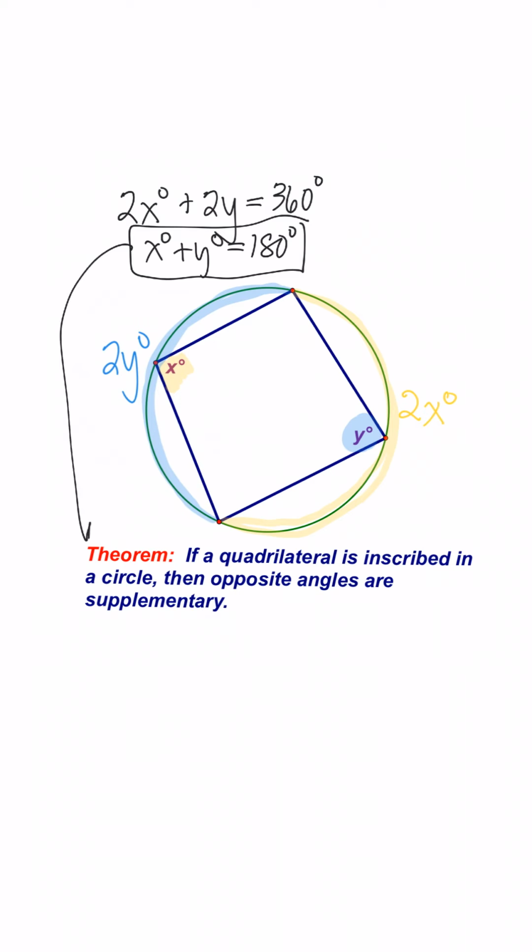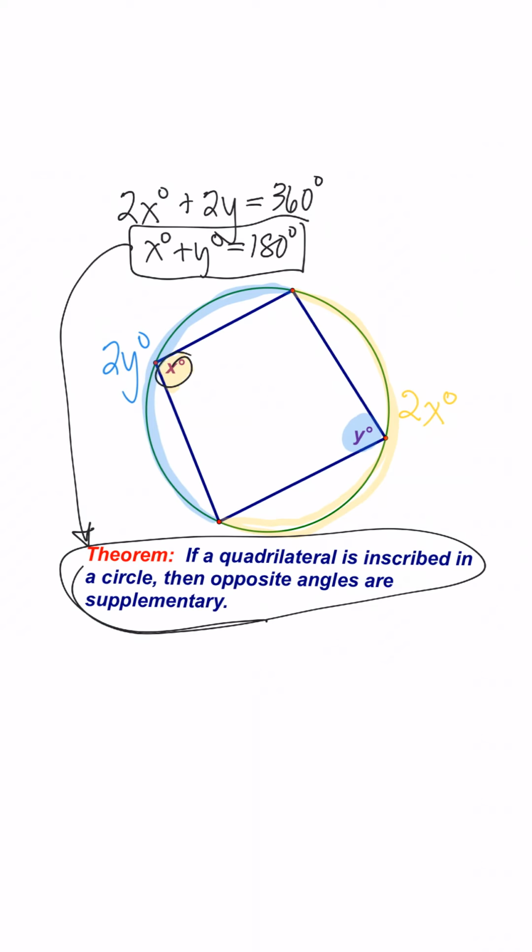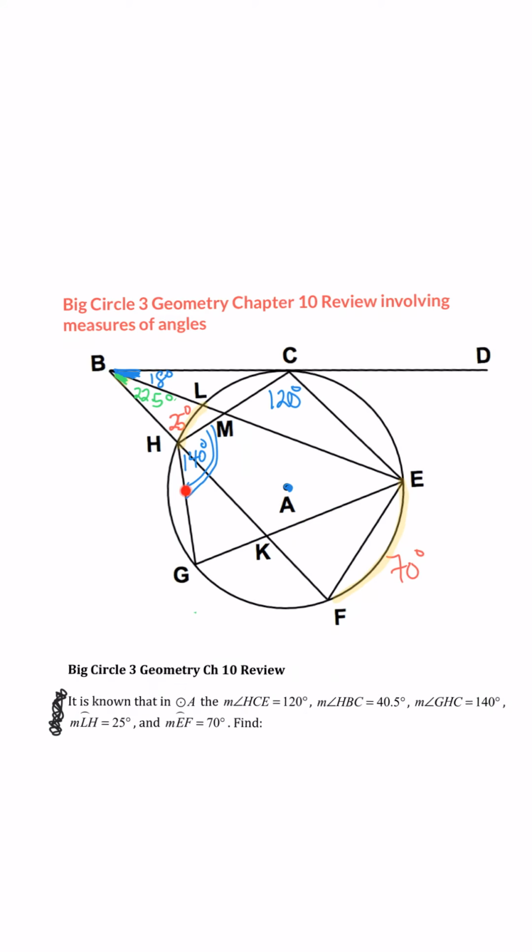Thus, we have the following theorem, which is very useful. The opposite angles in a quadrilateral that is inscribed in a circle add up to 180 degrees. Okay? We'll use that in solving the problem. This quadrilateral is inscribed in the given circle, and therefore we'll just use the theorem we just recalled, and that is 120 degrees. The supplement of 120 degrees is 60 degrees.